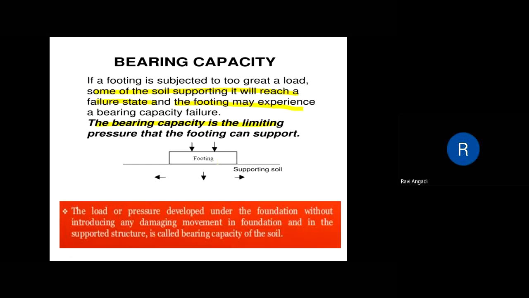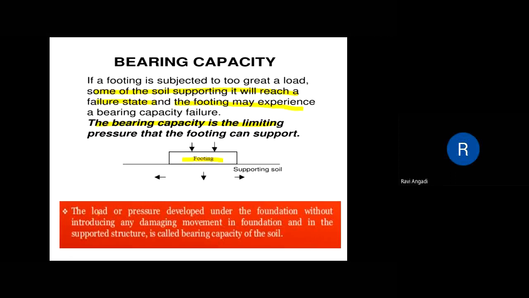If the load exceeds the bearing capacity of the soil, then the footing will fail. Either it may fail in shear, or it may fail by settlement. So this is what we call bearing capacity. The bearing capacity is the limiting pressure that the footing can support. You can see the picture here. This is the footing, and over that footing the load is applied, and this load is withstood by the supporting soil by distributing the pressure uniformly on the soil.